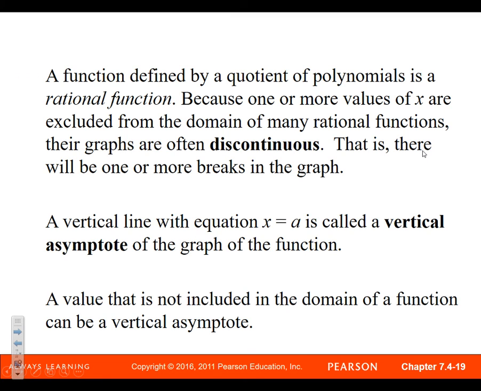All right, this is important, some vocab there. A function defined by a quotient of polynomials is a rational function. We already talked about that. Because one or more values of x are excluded from the domain for many rational functions, their graphs are often discontinuous. That is, there will be one or more breaks in the graph. A vertical line with an equation x equals a is called the vertical asymptote of the graph of the function.